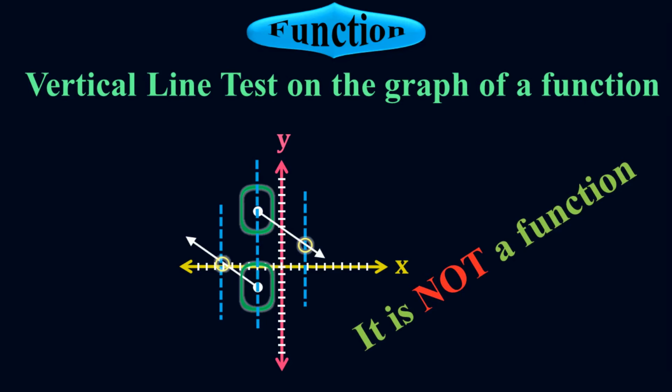It does not satisfy the vertical line test because the middle vertical line touches the graph here and then here. Remember, during the vertical line test, if only a single vertical line touches the graph at more than one point, then it is not a function. It is not necessary that all the vertical lines should touch the graph at more than one point for it to not be a function. No, it is not the case. If a single vertical line passes through more than one point, still it is not a function. You cannot say that it is a function.